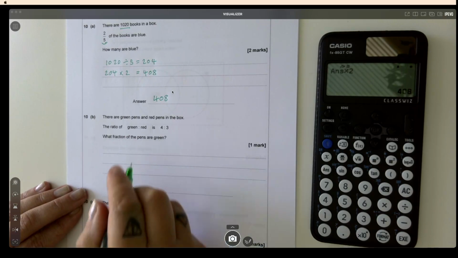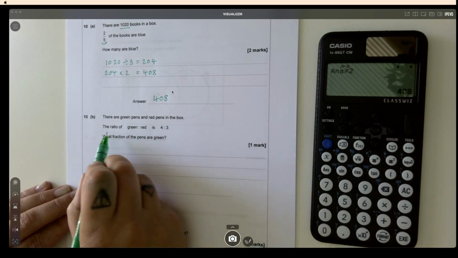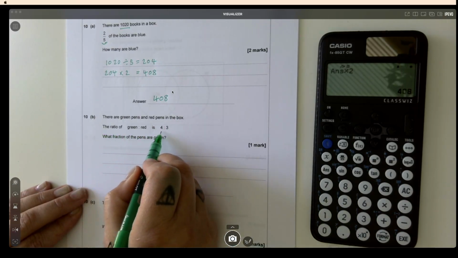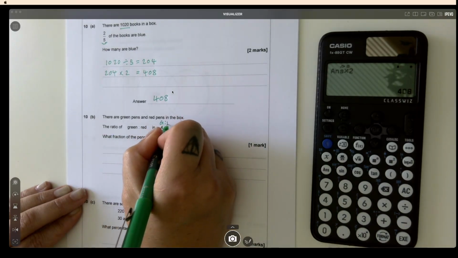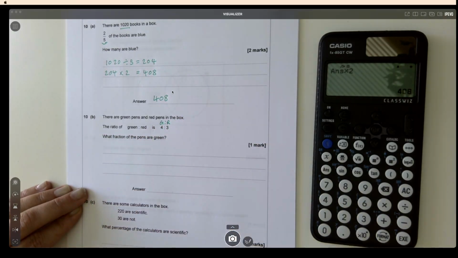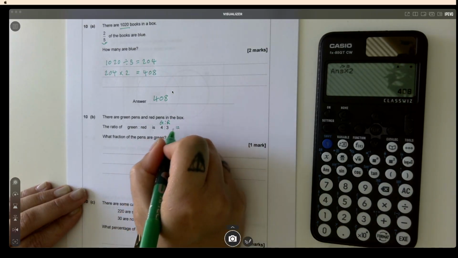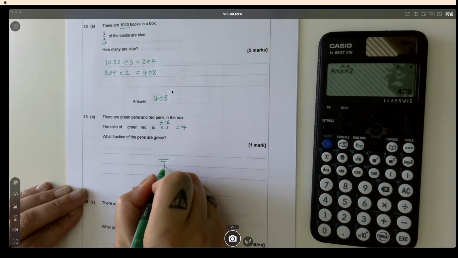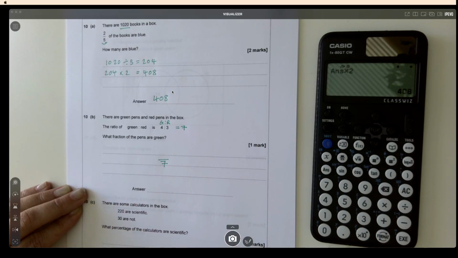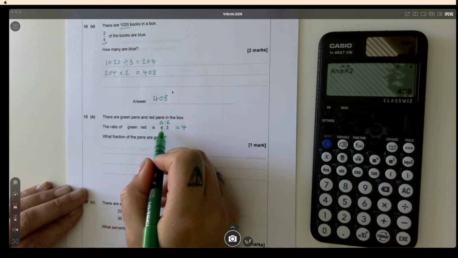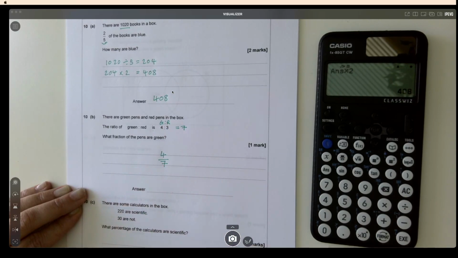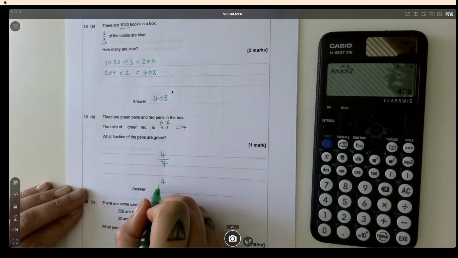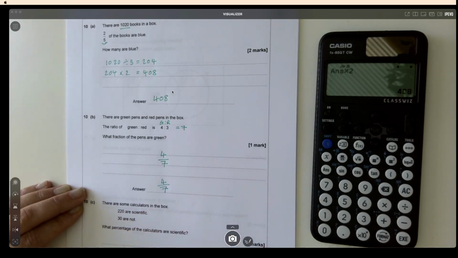(10B). There are green pens and red pens in the box. The ratio of green to red is 4:3. So green to red, just to make it clear to myself. What fraction of the pens are green? Well, the ratio 4 plus 3 has 7 parts in total. So the denominator of our fraction needs to be 7. The green part of the ratio is 4, so the numerator needs to be 4. So the fraction of pens that are green is 4/7.